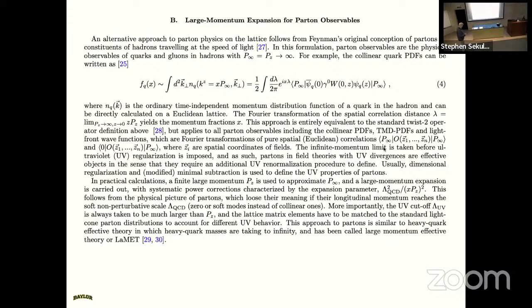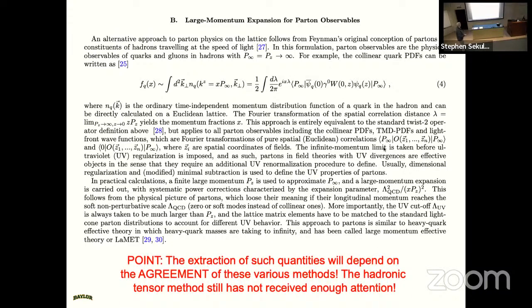Okay, so let's see here. Here's an important point. The extraction of such quantities will depend upon the agreement of these various methods. The hadronic tensor method still has not received enough attention. So it's not going to be the case that LaMET works and the others don't, and everybody depends on that. It's going to be an agreement between different methods that's going to give you confidence that you're really extracting something that's experimentally viable. And so all these methods are going to be important.